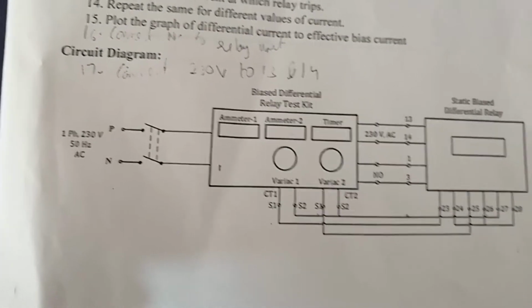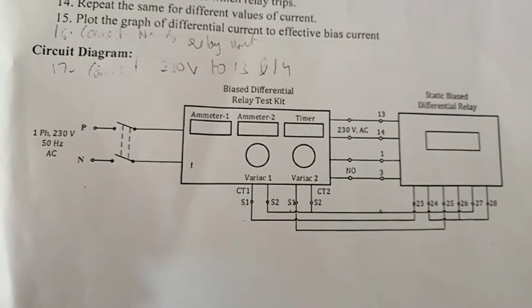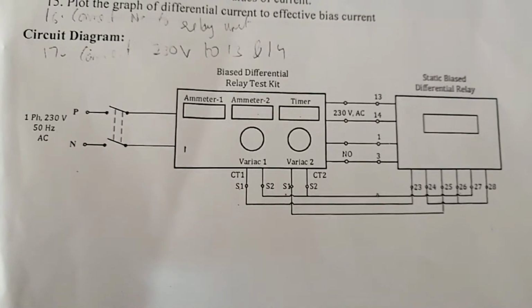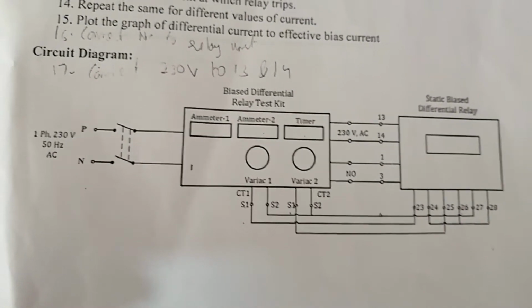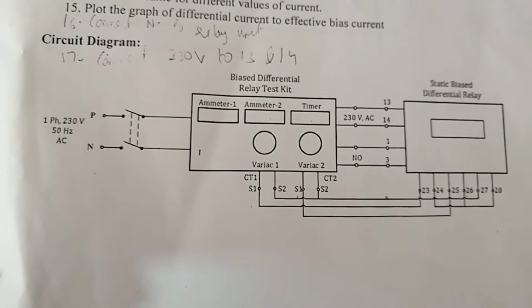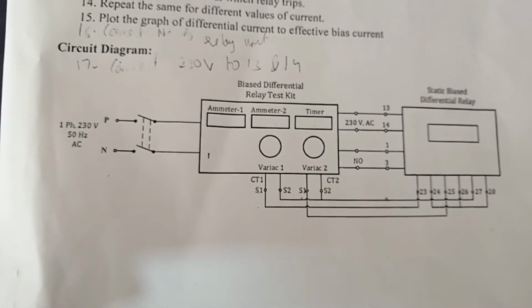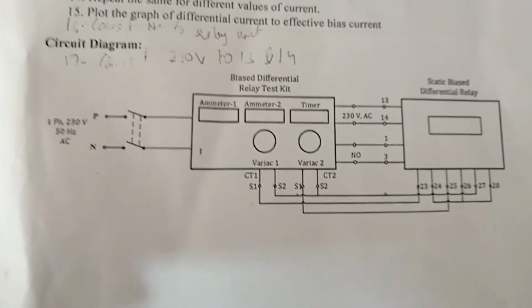Now have a look at all this, S1, S2. S1, S2 is connected to different points with the different variacs. We will have a look at all these connections in the equipment. Let us see the circuit.